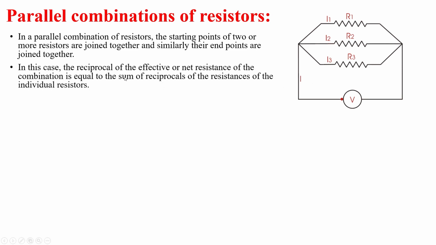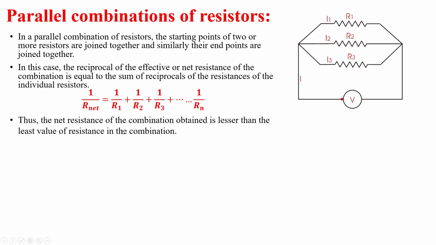In this case, the reciprocal of the effective or net resistance of the combination is equal to the sum of the reciprocals of the resistances of the individual resistors. That means we have this formula for calculating the net, or total, resistance: 1 over total resistance is equal to 1 over R1 plus 1 over R2 plus 1 over R3 and so on.